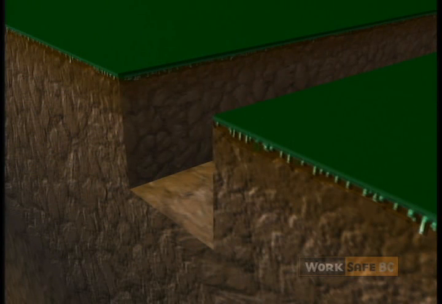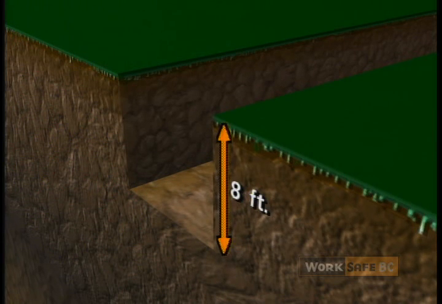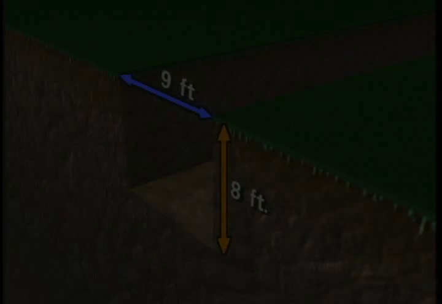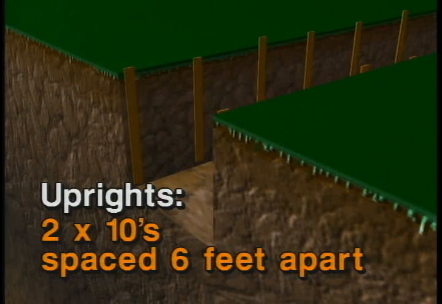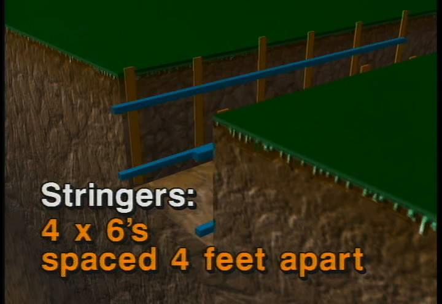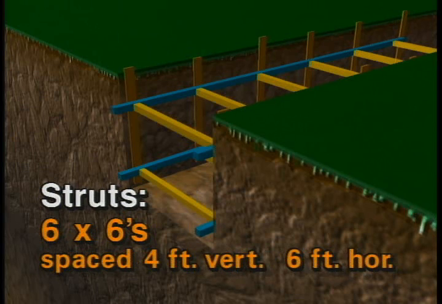Situation number 1. The soil is hard and solid. The depth is 8 feet. The width is 9 feet. Uprights, 2 by 10s, spaced 6 feet apart. Stringers, 4 by 6s, spaced 4 feet apart. Struts, 6 by 6s, spaced 4 feet vertical, 6 feet horizontal.